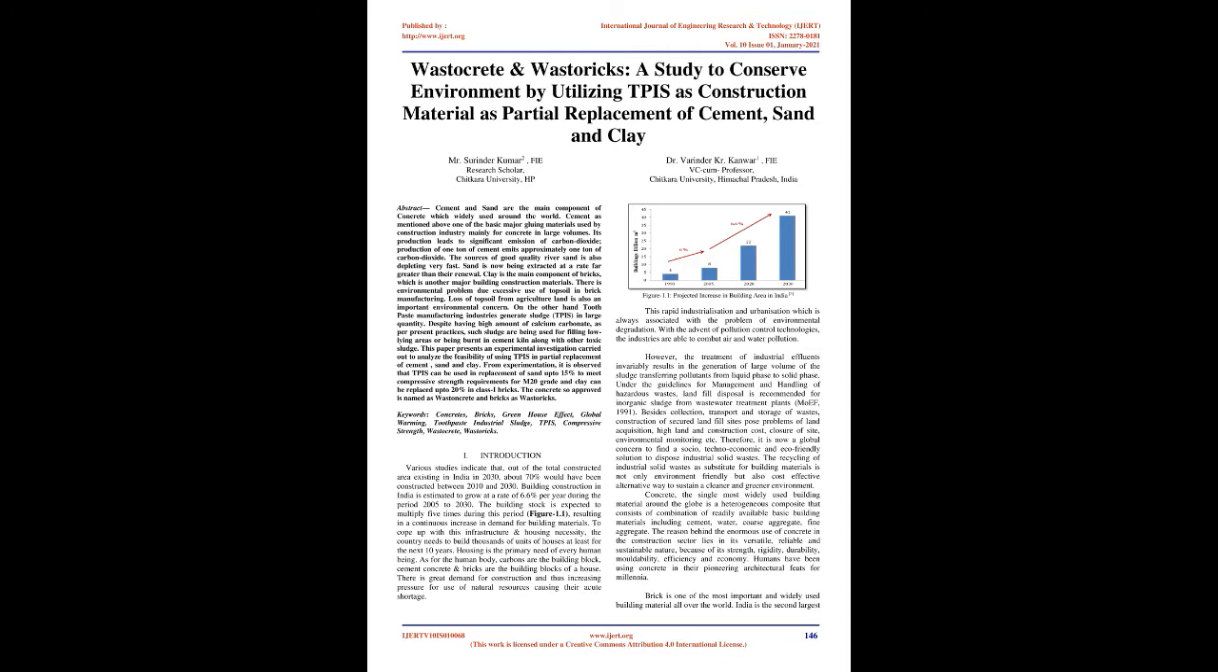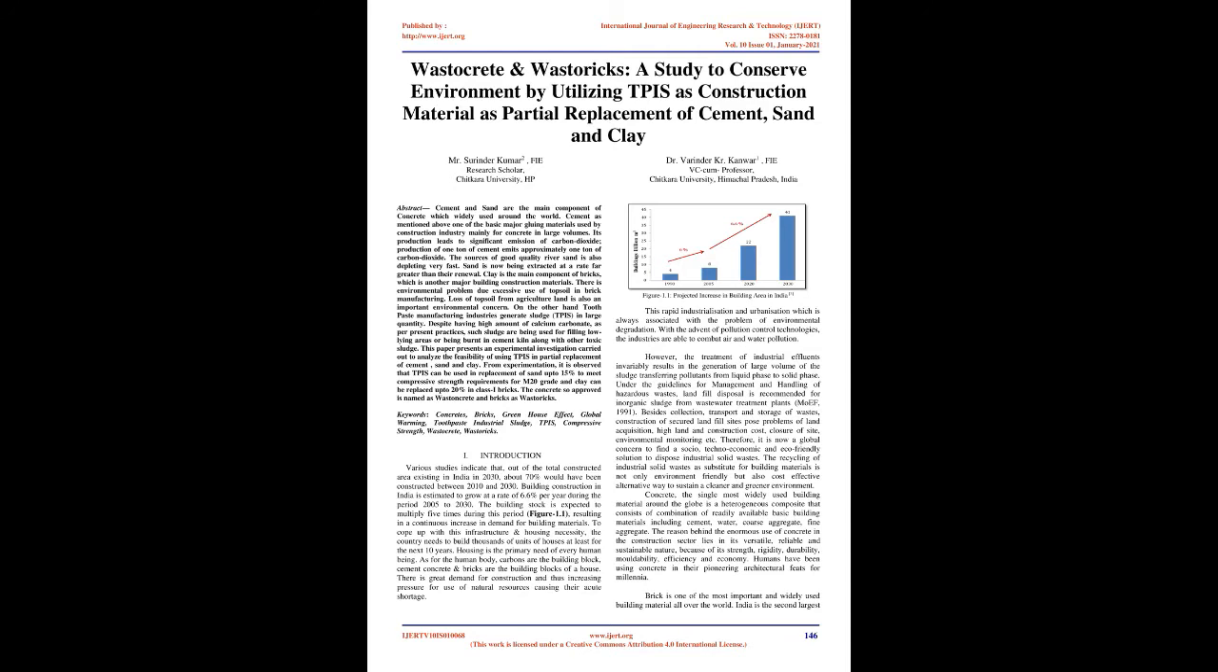Introduction. Various studies indicate that, out of the total constructed area existing in India in 2030, about 70% would have been constructed between 2010 and 2030. Building construction in India is estimated to grow at a rate of 6.6% per year during the period 2005 to 2030. The building stock is expected to multiply 5 times during this period, figure 1.1, resulting in a continuous increase in demand for building materials.